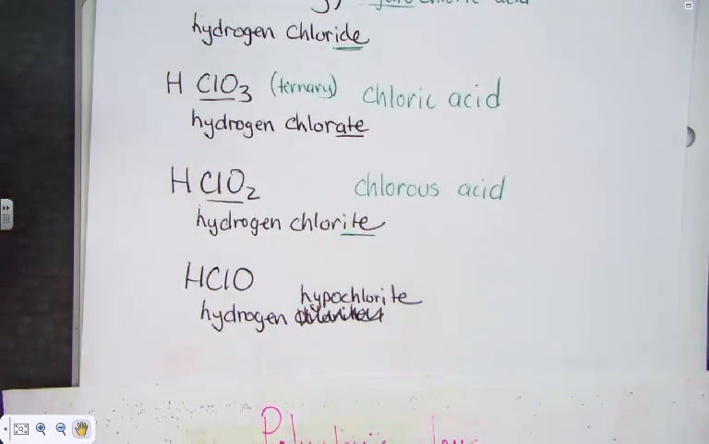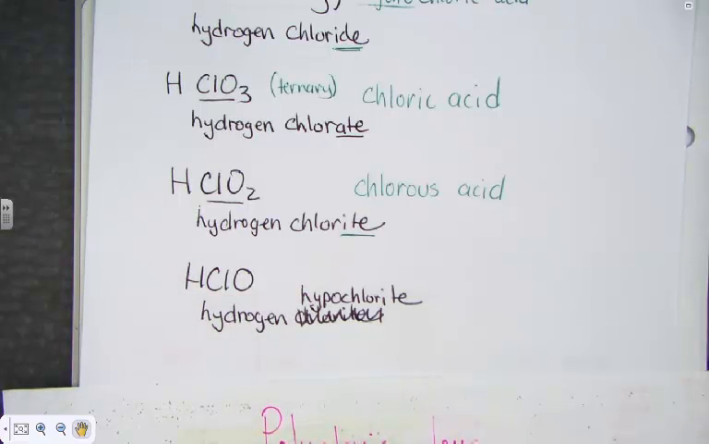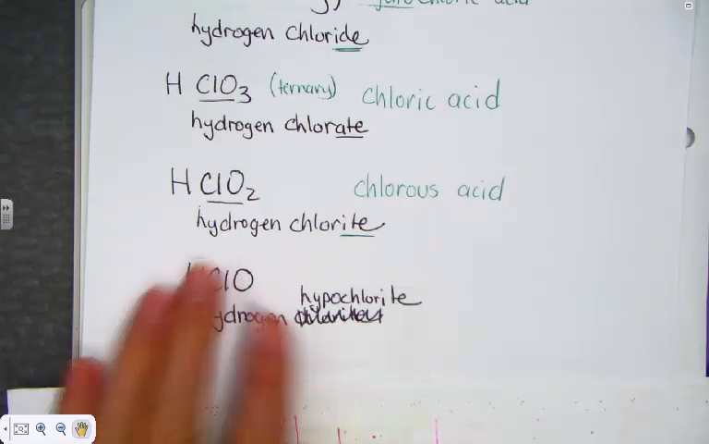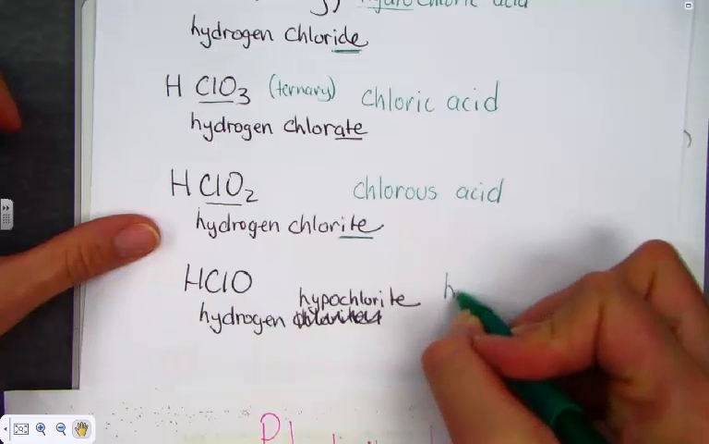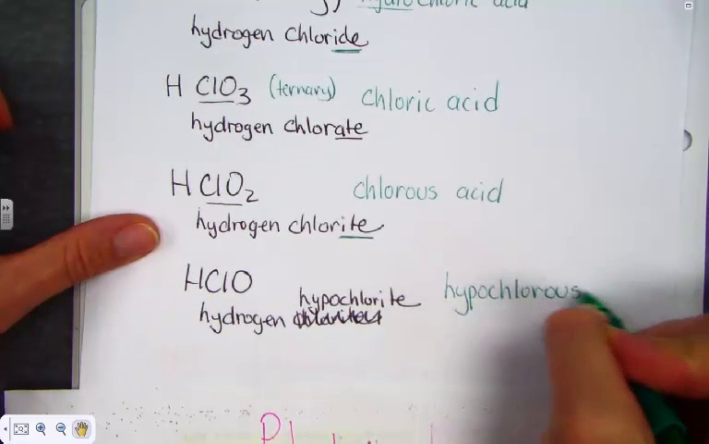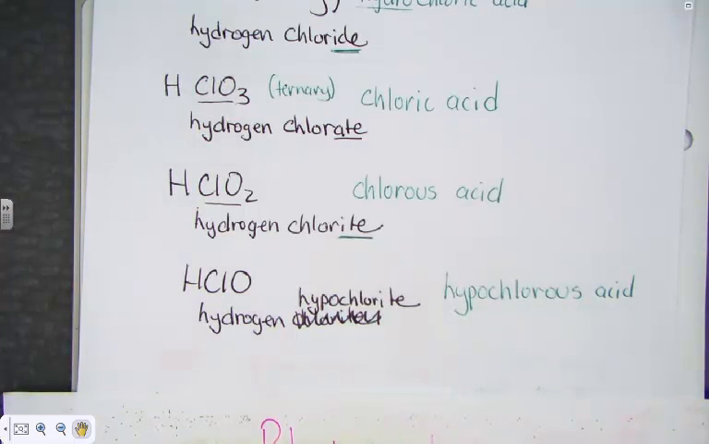Now, hydrogen, H, hypochlorite, ClO. Let's name that as an acid. We do not say hydrogen in this. We simply turn the ite to ous, and this is what it sounds like. Hypochlorous acid. Hypochlorous acid, HClO. That's in bleach.